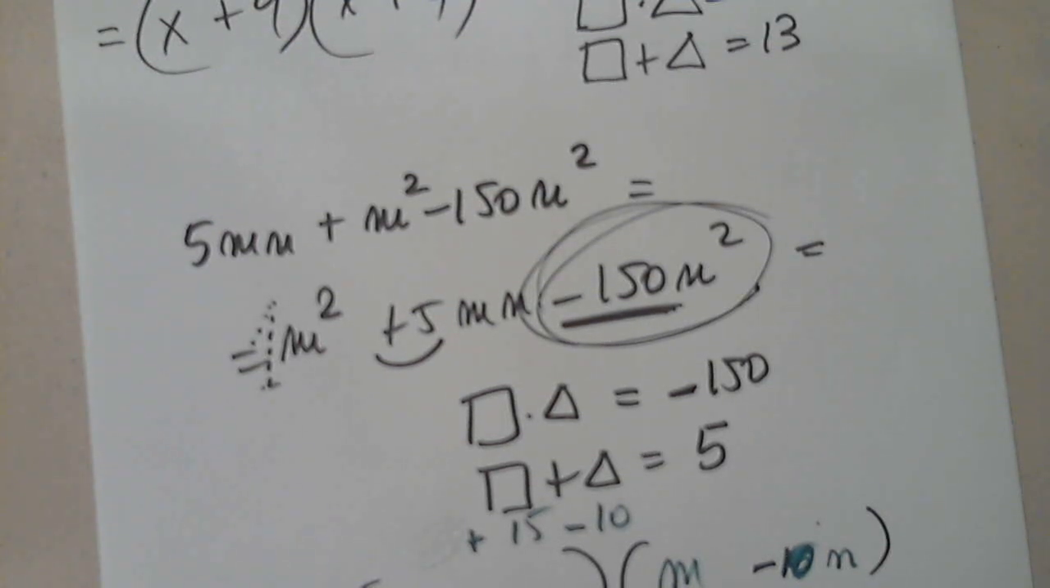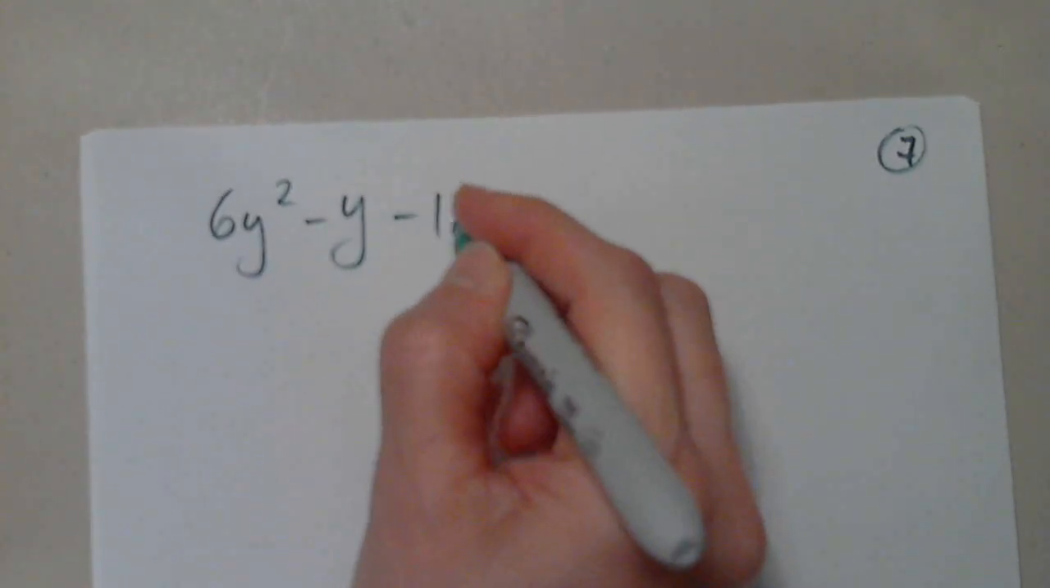Okay, finally, the last one. Last type, when the leading coefficient is not 1 and no special product is applicable. Anything that you'd like to pick? Okay, I will pick A: 6y squared minus y minus 1.